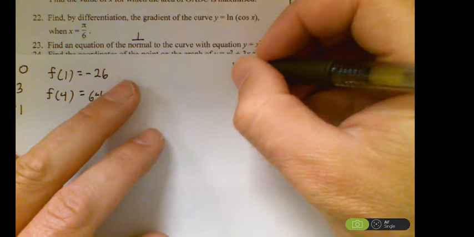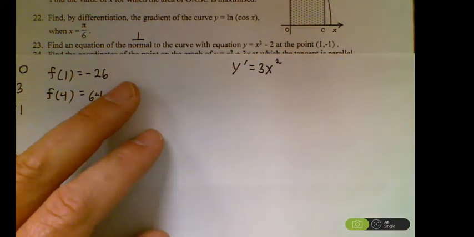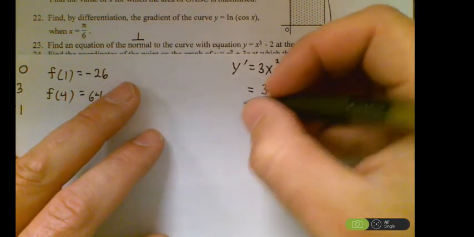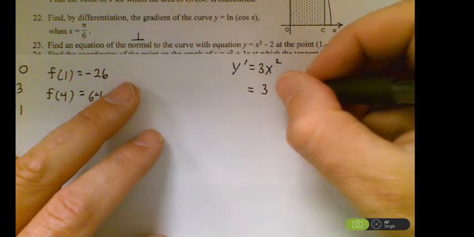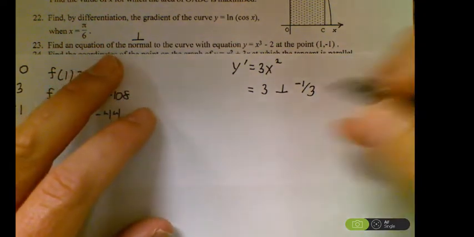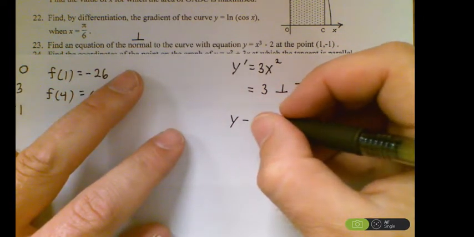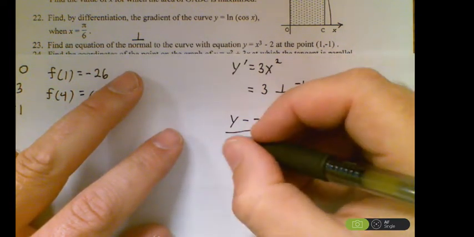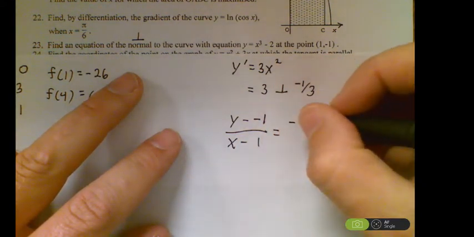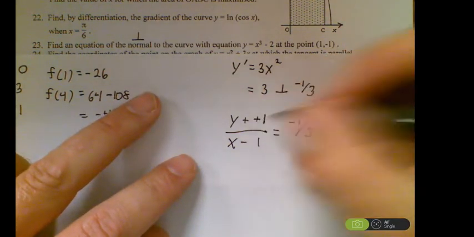So in this case, I'm going to find my derivative. I got 3x squared as my derivative. If I plug in a 1, 3 times 1 squared is 3, which means the perpendicular slope is -1/3. And now we can use our point-slope process, now that we have our point and our slope. So we can do y minus the y coordinate over x minus the x coordinate equals our slope. In this case, let me do a little cleanup here. So that's y plus 1.